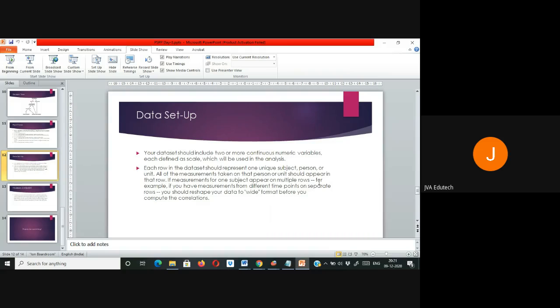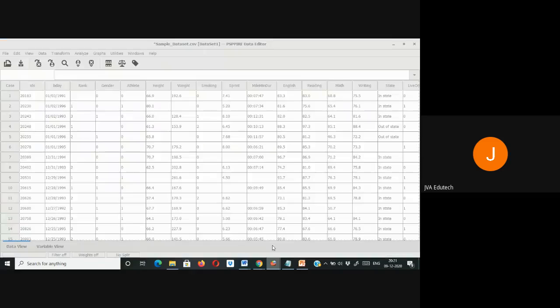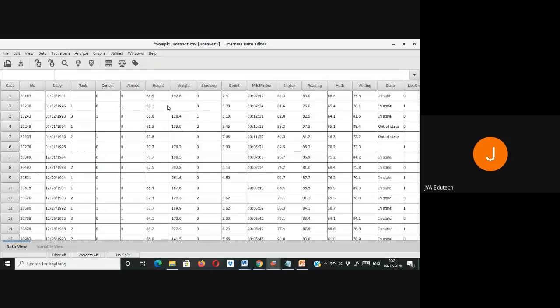Now your data should include two or more continuous numeric variables, defined as scale, which will be used in the analysis, and each row in the data set should represent one unique subject, person, or unit. Now coming to the problem statement. In the data set, we are taking two variables, height and weight, and we want to check how height and weight are correlated with each other. So you can see here we have the height and weight, and we want to see whether there exists some correlation between the height and weight or not.